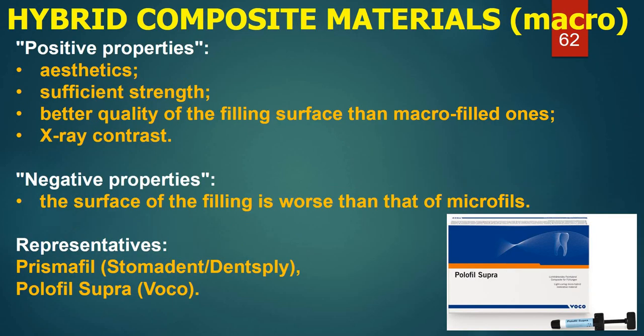Hybrid composite materials, macro. Positive properties: aesthetics, sufficient strength. Better quality of the filling surface than macrofilled ones. X-ray contrast. Negative properties of hybrid composite materials, macro: the surface of the filling is worse than that of microfills. Representatives: Prismafil and Polofil Supra.